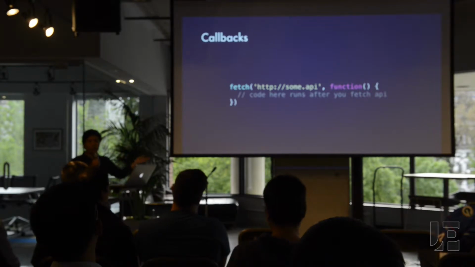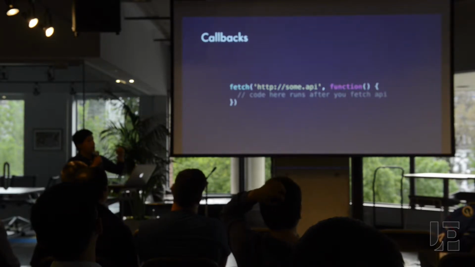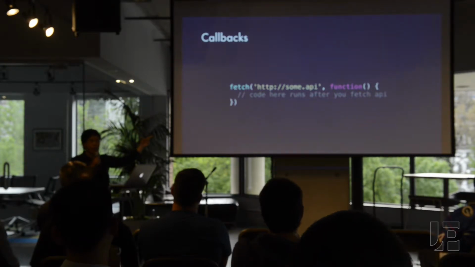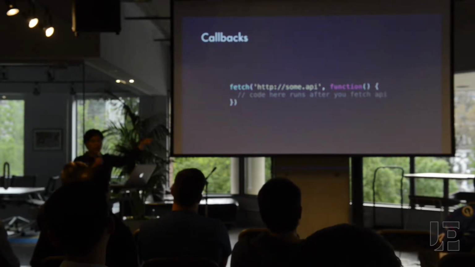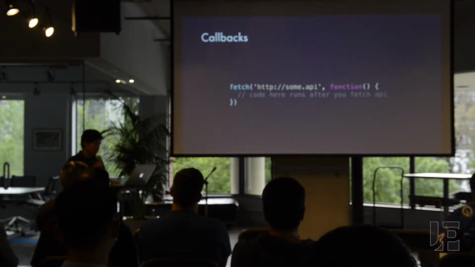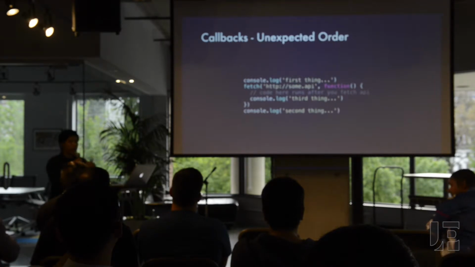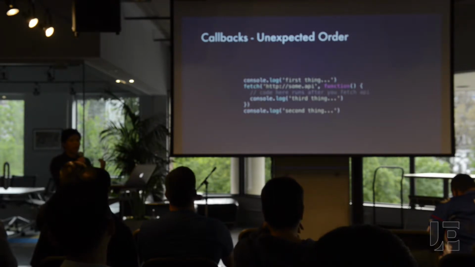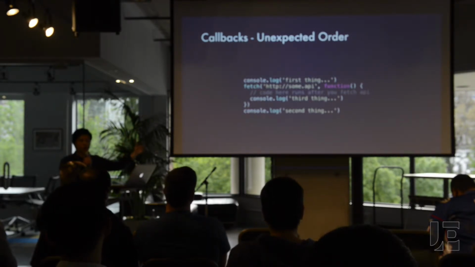Callbacks are the first thing that kind of came out. For example, this is a network call, you're fetching some API, and then inside you pass a function as a parameter, and that function is called back once the API comes back with a response from the server. If you're new to JavaScript or you're coming from other languages, one thing that makes callbacks really confusing is this out of order execution.